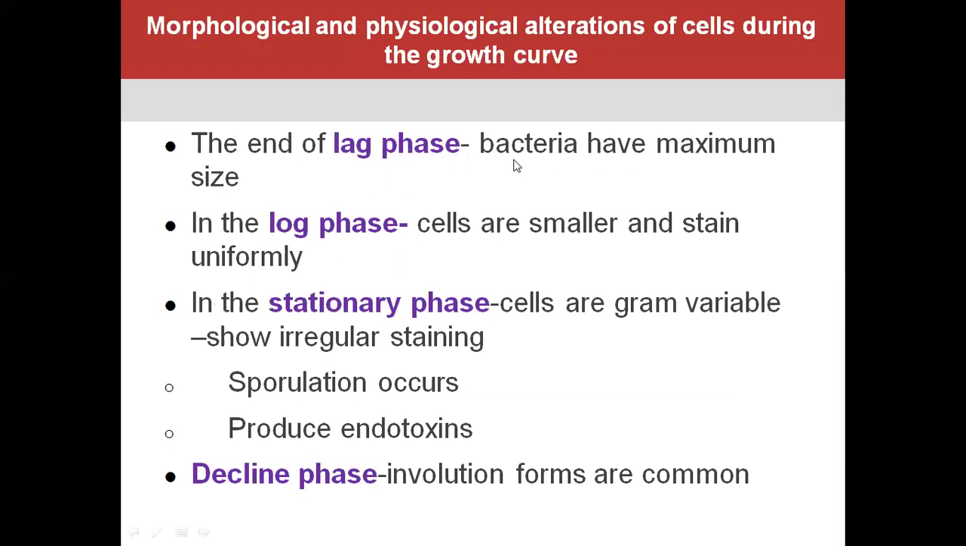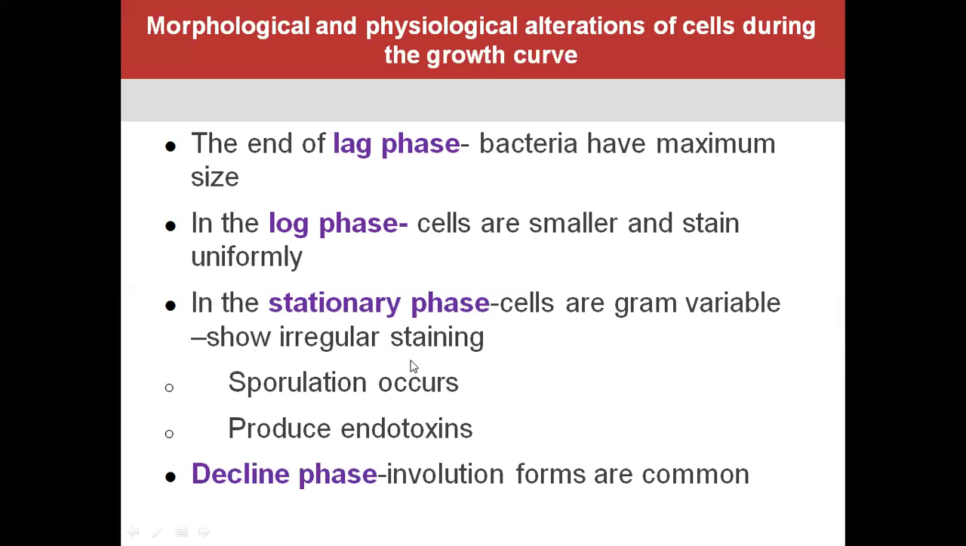At the end of the lag phase, the bacteria have reached their maximum size. They utilize the nutrients and reach the maximum size, and this makes them ready for cell division. In the log phase, the growth and multiplication of the bacteria takes place. In this phase, the cells are smaller and they stain uniformly. So when we go for gram staining, the cells stain uniformly.